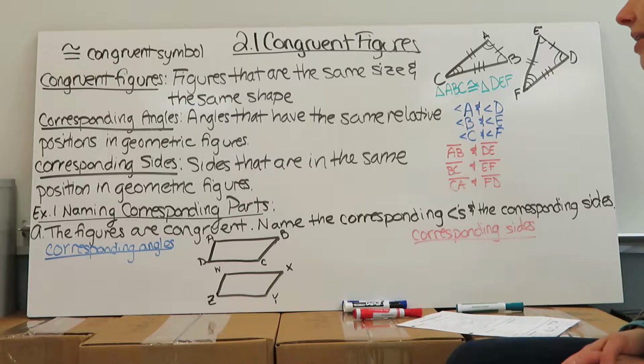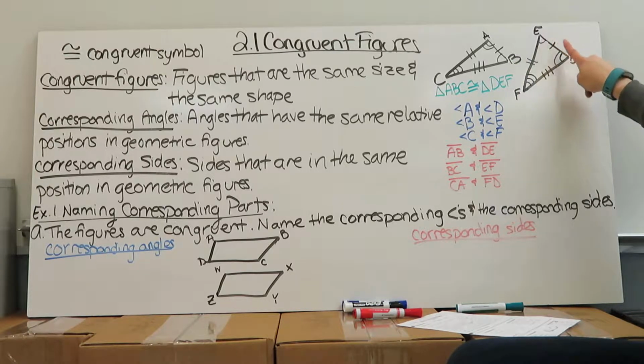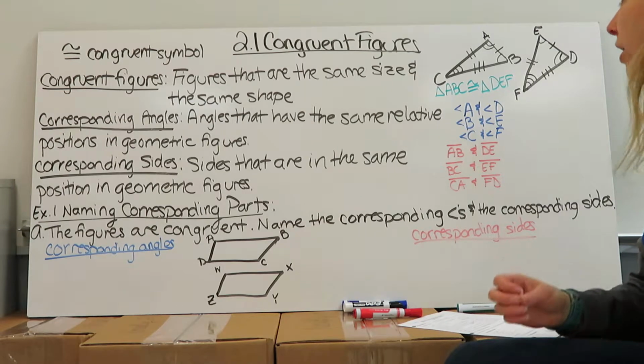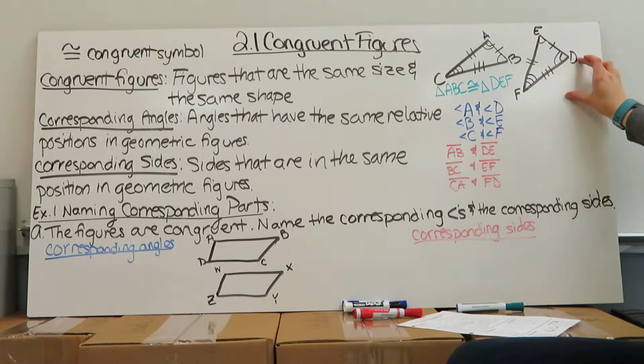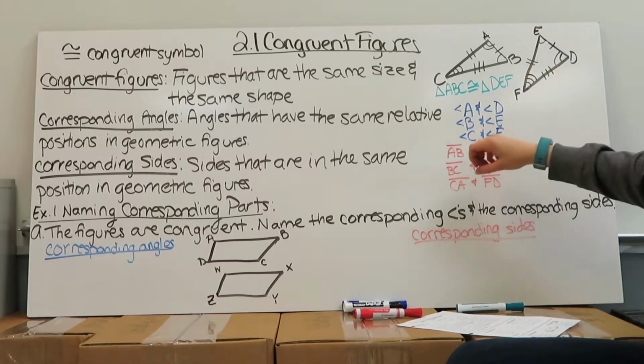Corresponding sides are sides in the same position in geometric figures. So we have AB, which is the same as DE. It's very important that you write it in the correct order. If you start with A and you go to B, you have to start with D and go to E. Those mean that they're corresponding.